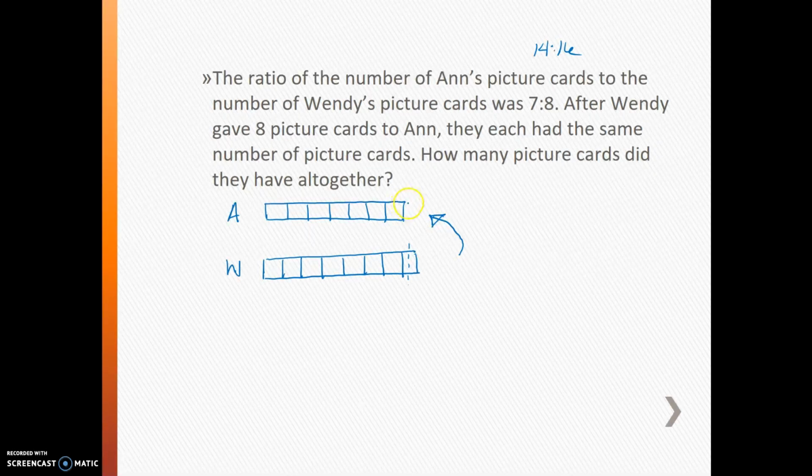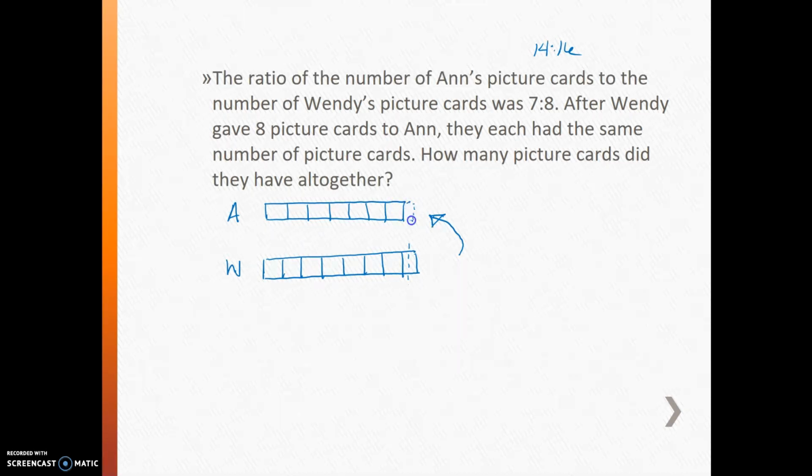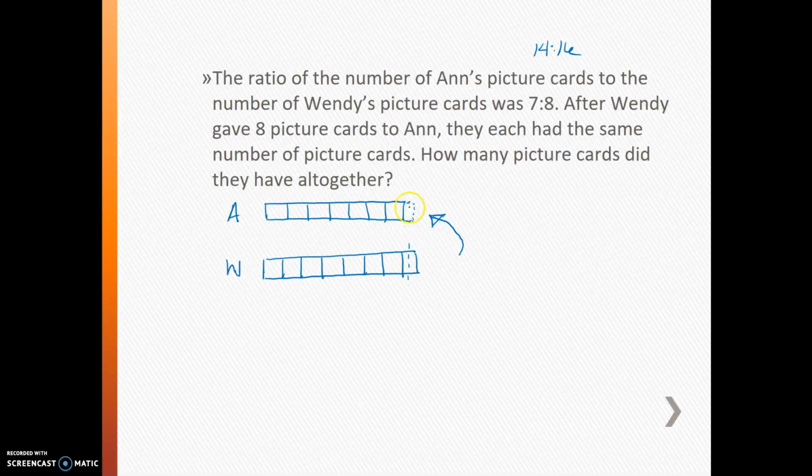Okay, so Wendy takes a half unit and she gives it to Anne, right? That's supposed to look like a half. So now she loses that and gains that. My word problem tells me that that half unit is 8 picture cards, right? So then they each had the same number of picture cards. Well, if that's a half unit, that means a whole unit is 16, and so on, right?